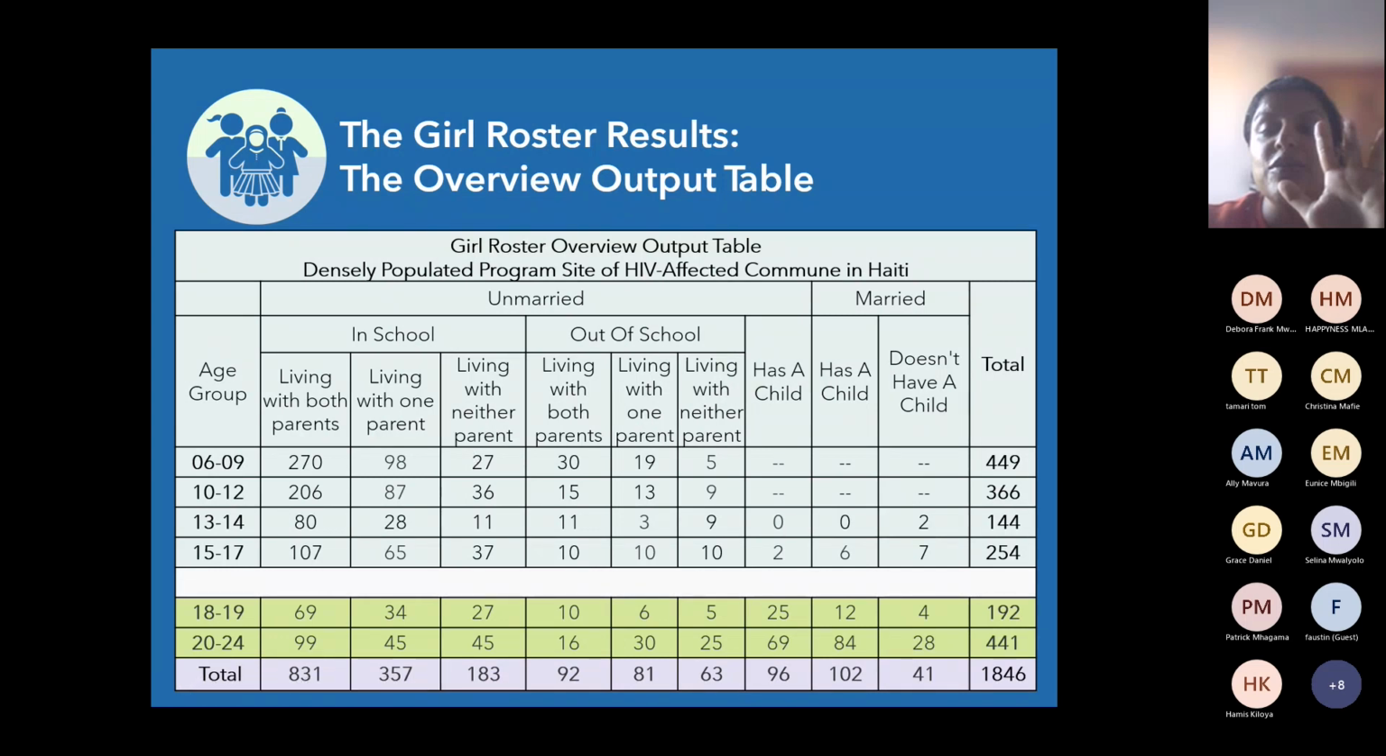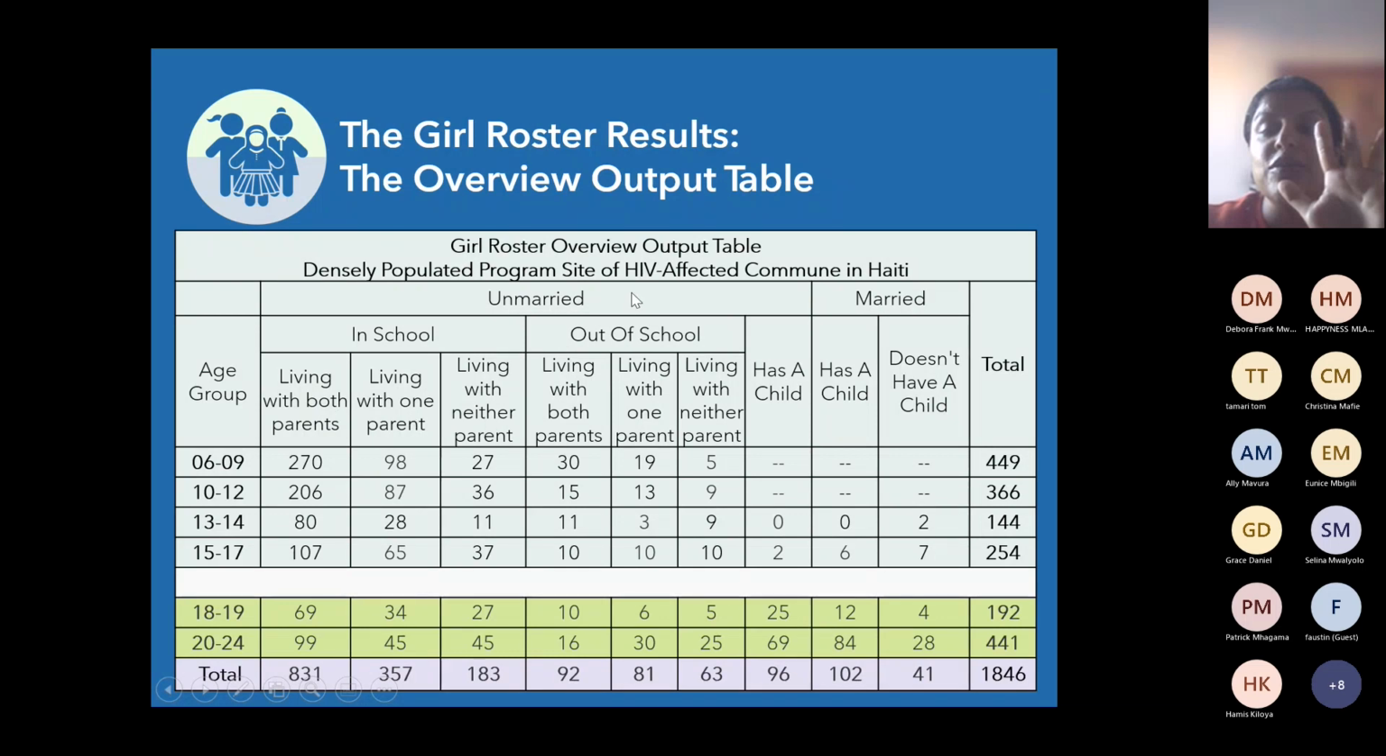There are other examples of tables that we have, but your first tab will be the overview. It will say unmarried and married at the top. And then for the unmarried girls, it will show you girls in school and out of school. Under in school and out of school, it will tell you whether they're living with both parents, with one parent, or neither parent.